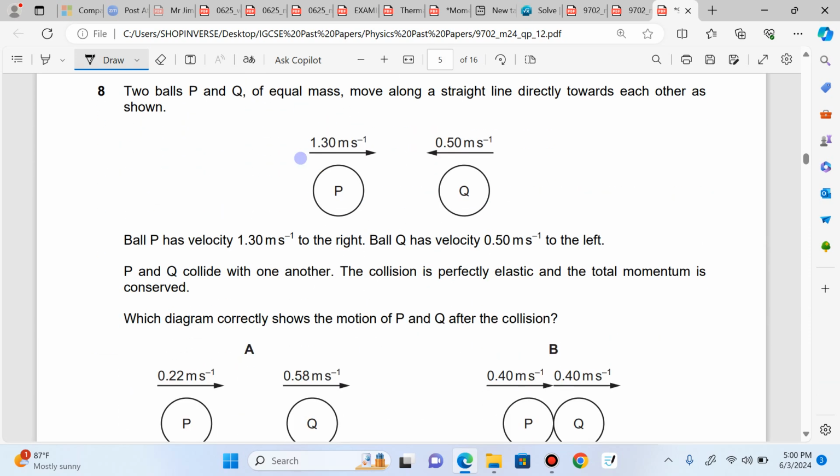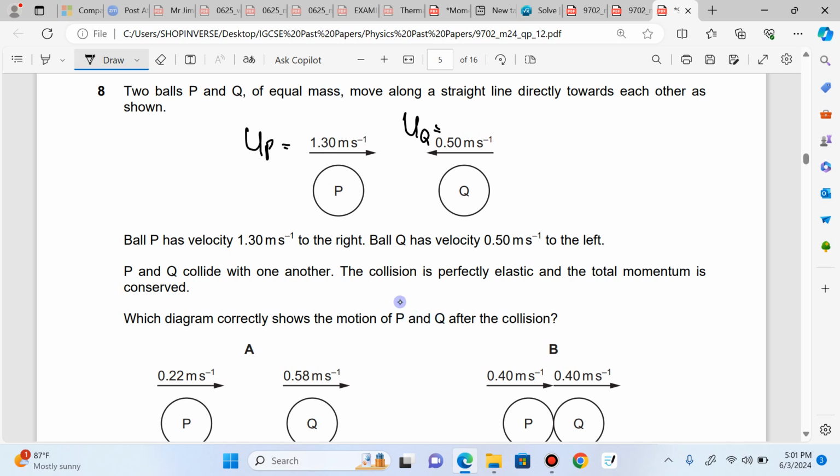Question number 8. Two balls P and Q of equal masses move along a straight line directed towards each other as shown. Ball P has a velocity of 1.30 meters per second, the initial velocity of ball P, to the right. Ball Q has a velocity of 0.5 meters per second, the initial velocity of ball Q, to the left. P and Q collide with one another. The collision is perfectly elastic and the total momentum is conserved. Which diagram correctly shows the motion of P and Q after collision?